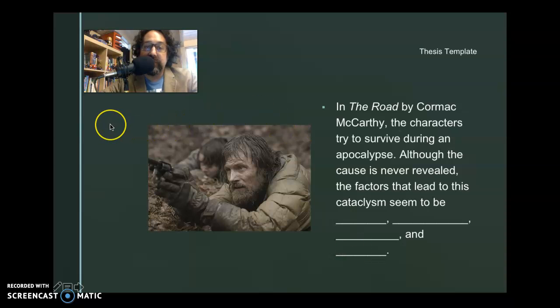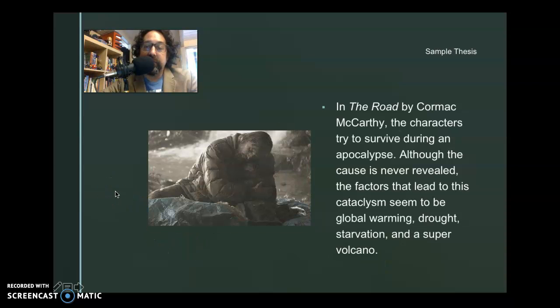So the thesis for this essay, here's a template for it. It should look something like this: In The Road by Cormac McCarthy, the characters survive during an apocalypse. Although the cause is never revealed, the factors that lead up to this cataclysm seem to be, and then you would go ahead and add in your causes there. Here's a sample that I put together, kind of just building on that. Although the cause is never revealed, the factors that lead to the cataclysm seem to be global warming, drought, starvation, and a supervolcano.